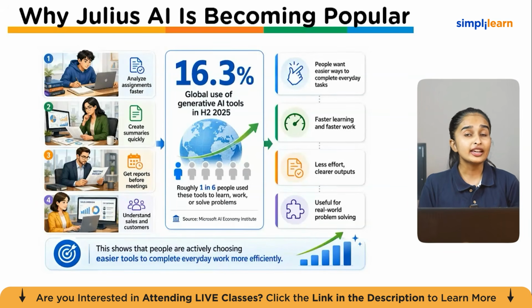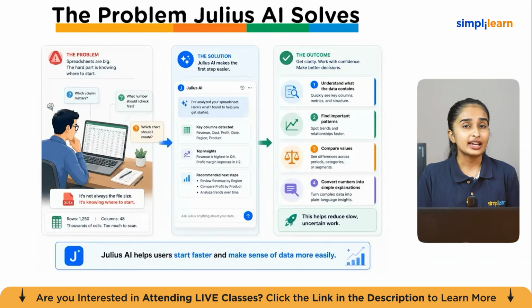And Microsoft's AI Economy Institute reported that global use of generative AI tools reached 16.3% of the world's total population in the second half of 2025. So this means that roughly 1 in 6 people were using these tools to learn, work, or solve problems. And this shows that people are actively adopting easier ways to complete everyday tasks. So now that we know why Julius AI is getting attention, let's try to understand the problem it solves.